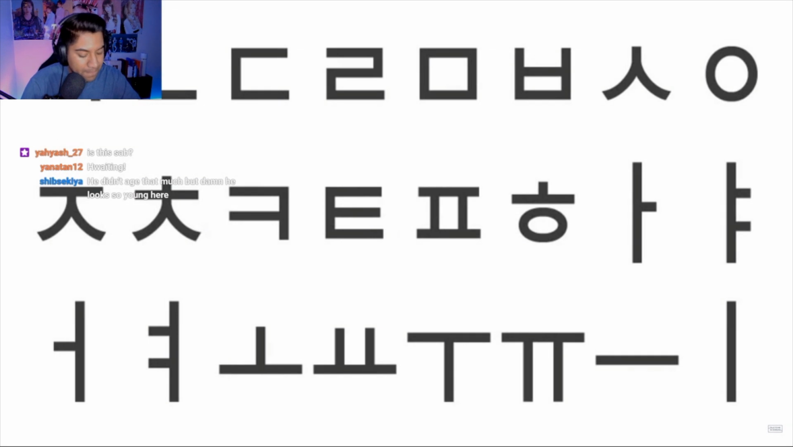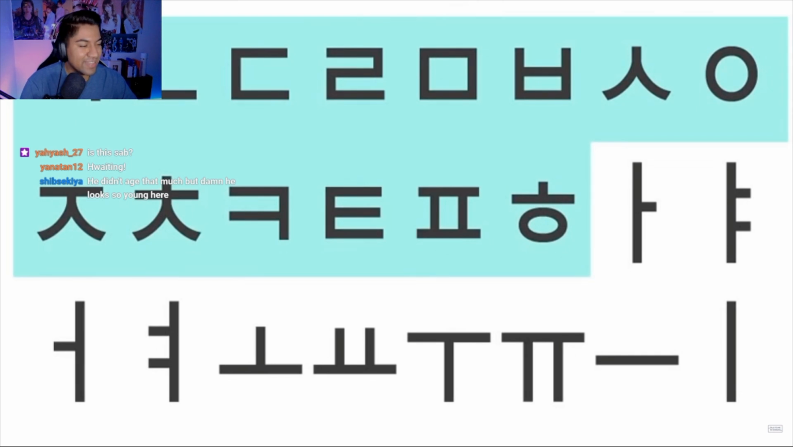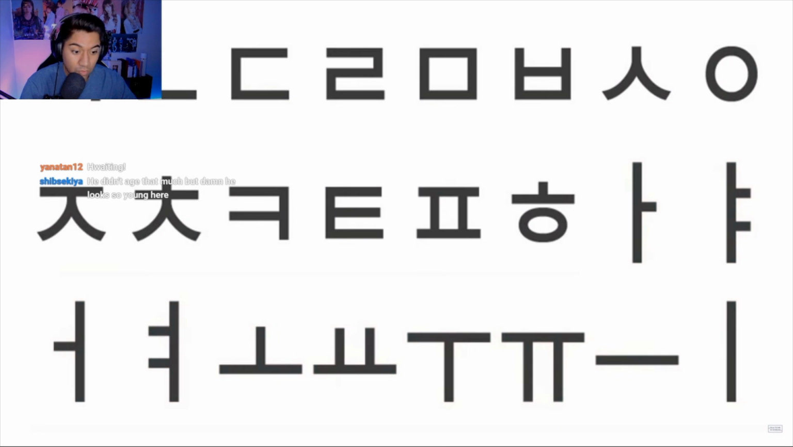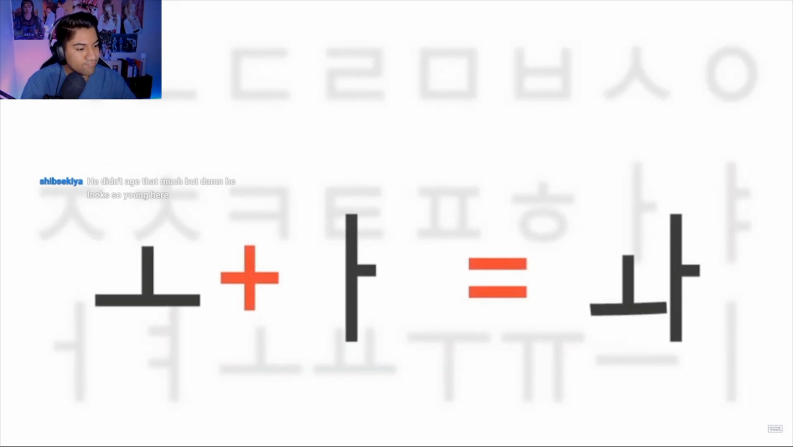Let me show you how, step by step. So, like most languages in the world, Hangul has consonants and vowels. These are the main consonants, 14 of them, and these are the main vowels, 10 of them. And they sometimes form compound consonants or vowels.